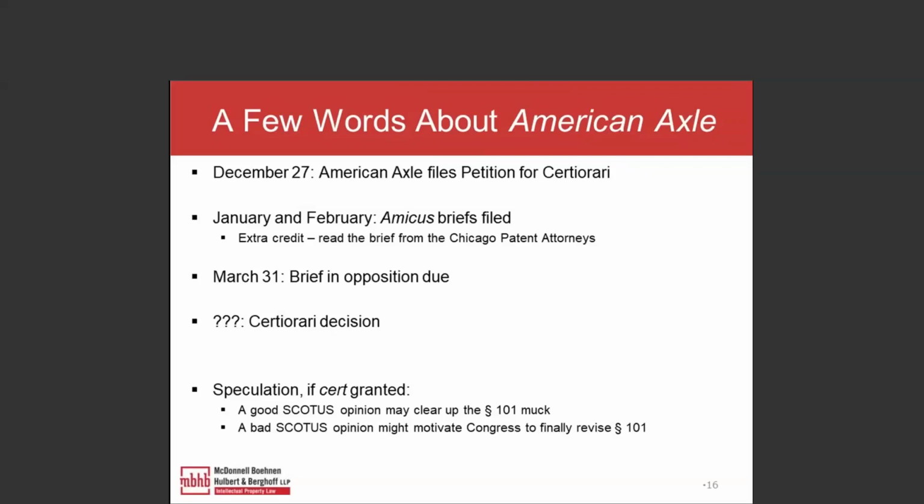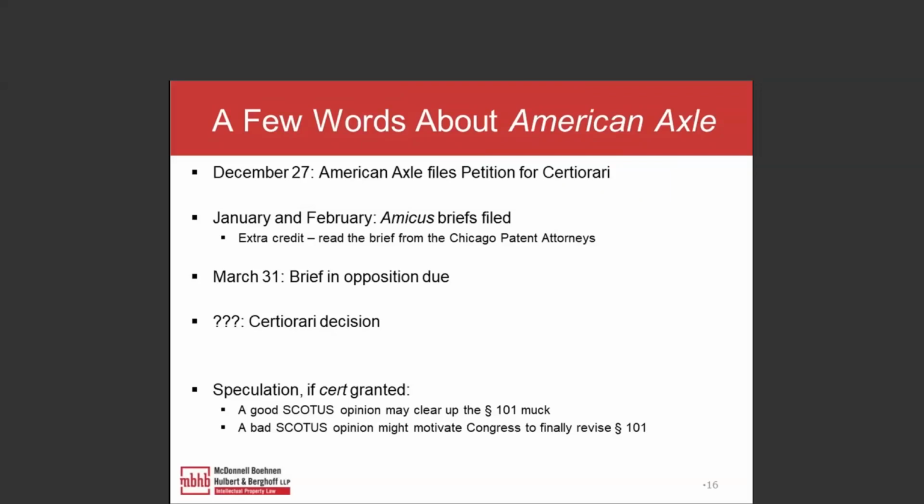But if we do, maybe we get a good Supreme Court opinion out of this that clears up what the court really wants out of Section 101 and clears up how to apply the Alice test in the proper fashion. That might not be a bad thing. Or we could get a bad Supreme Court opinion that further confuses everyone and either adopts the panel's reasoning in American Axle, or makes things even more complicated.